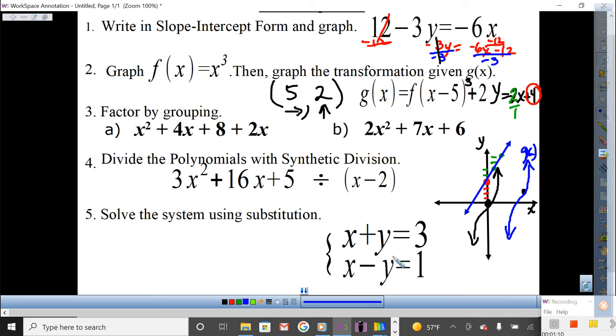That's g of x. You're like, Mr. Q, it seems like we're doing more graphing this second semester. Like, hello? Hello? All right, let's go to 3.